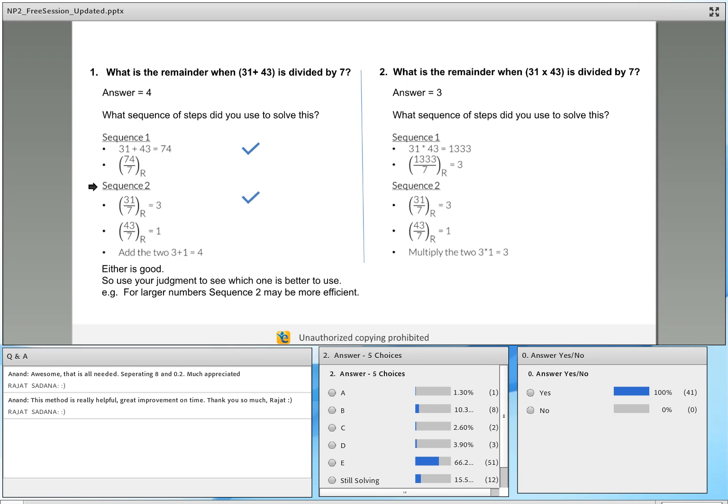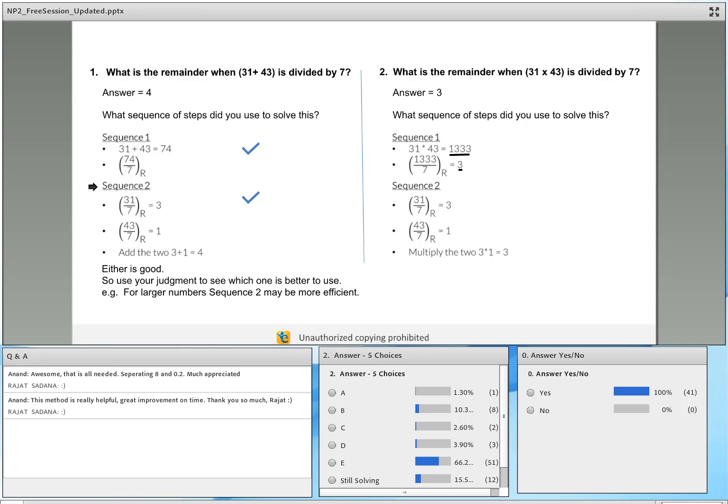Again, we can do the same things. What can we do? The first is we can multiply this. Multiplying is a bit of a chore, not as complex, but it is. You get 1333. And you divide 1333 by 7, you get the remainder as 3.